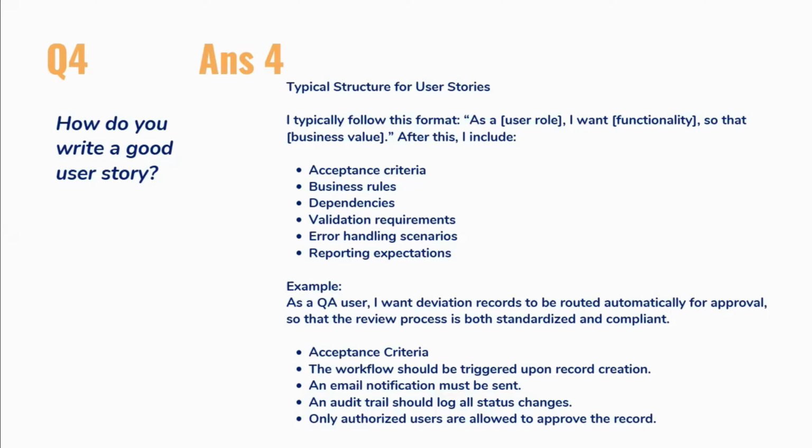So one example is: as a QA user, you want a deviation record to be routed automatically for approval so that the review process is both standardized and compliant. Acceptance criteria: the workflow should be triggered upon record creation, an email notification must be sent, and an audit trail should be logged for all status changes. Only authorized users are allowed to approve the record. So this is the basic example I just pointed out.